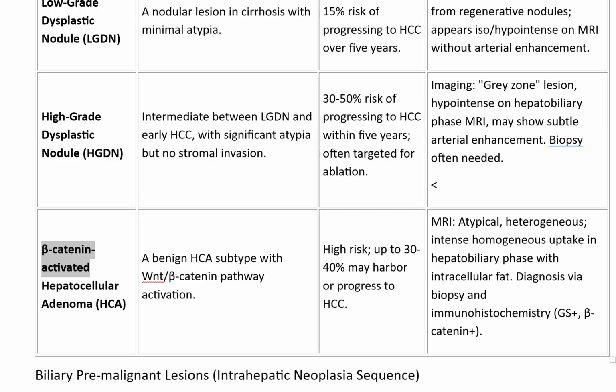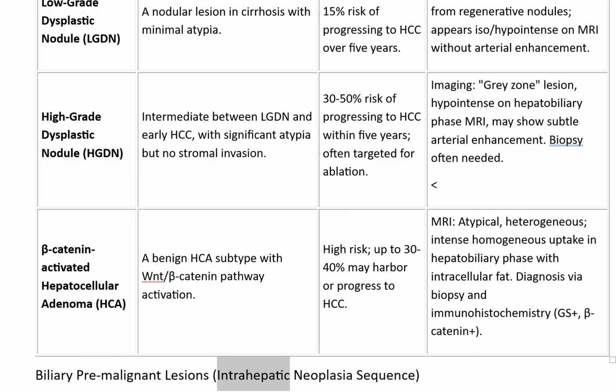Biopsy often needed. Beta-catenin activated hepatocellular adenoma, HCA. A benign HCA subtype with WNT/beta-catenin pathway activation. High risk, up to 30 to 40% may harbor or progress to HCC. MRI, atypical, heterogeneous, intense homogeneous uptake in hepatobiliary phase with intracellular fat. Diagnosis via biopsy and immunohistochemistry, GS+, beta-catenin+.